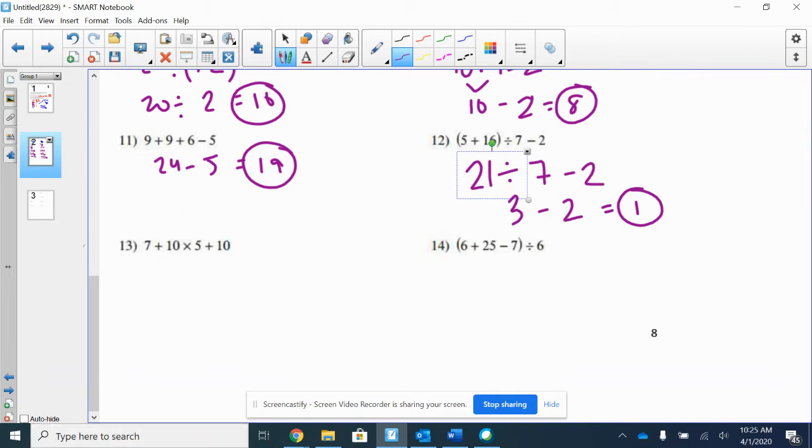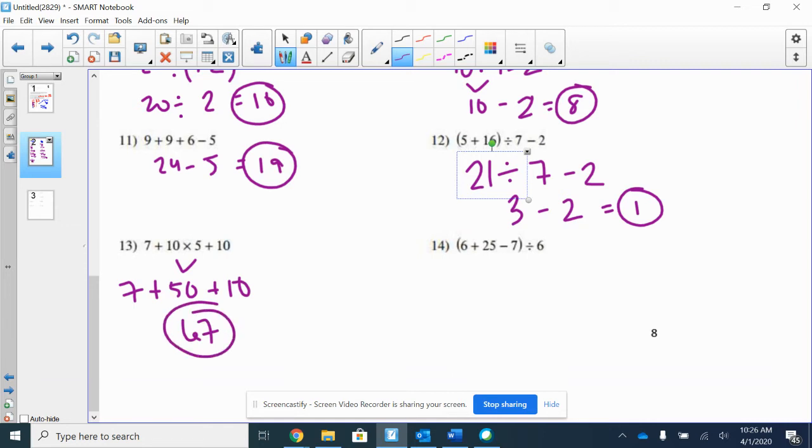Next, we have addition, multiplication, and addition again. So we know we want to multiply before we add. So 10 times 5 is 50. And then we have 7 plus 50 plus 10. So 57, 67 would be our total here.